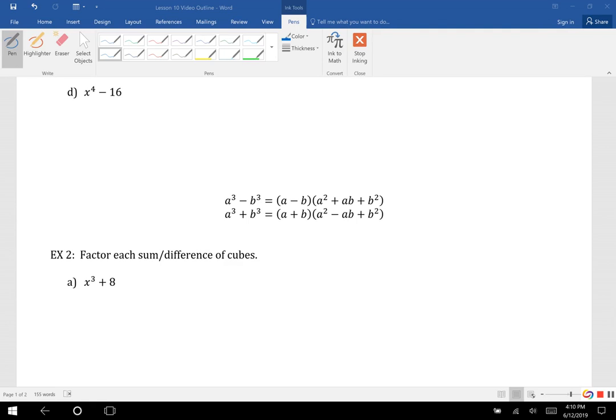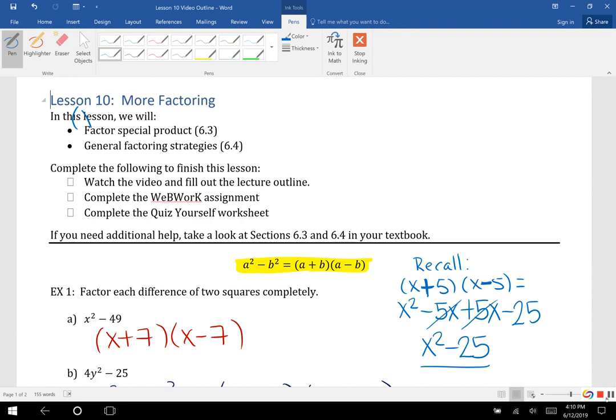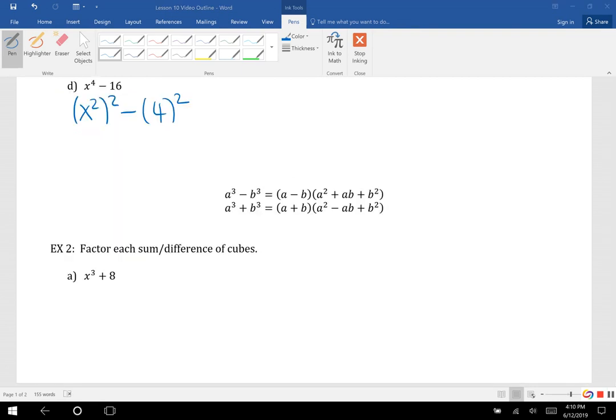Example D doesn't have a GCF, but this one is also a difference of perfect squares. X to the 4th is the same as x squared squared, and 16 is 4 squared. So using that pattern, we can factor that as x squared plus 4, x squared minus 4.